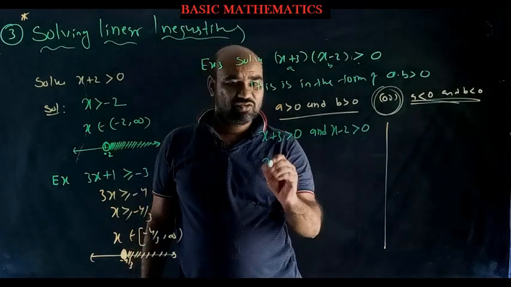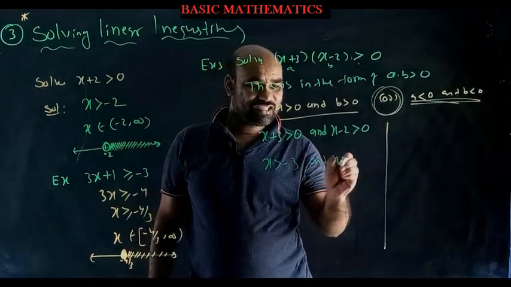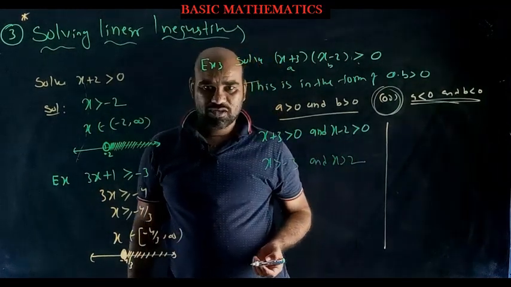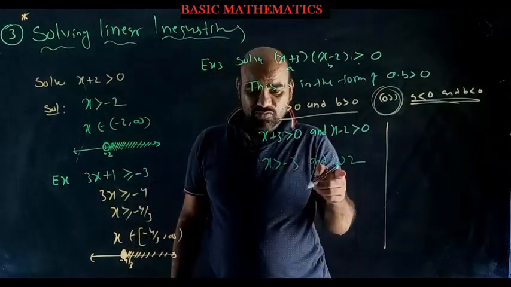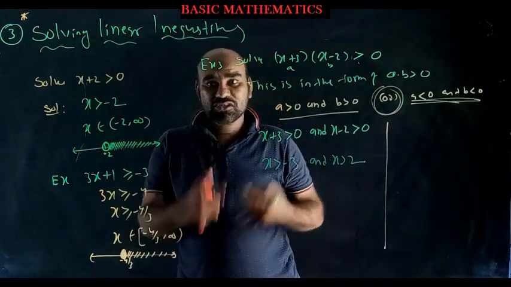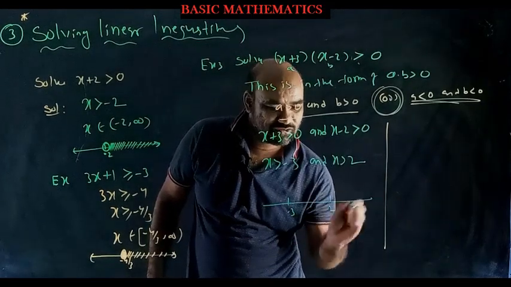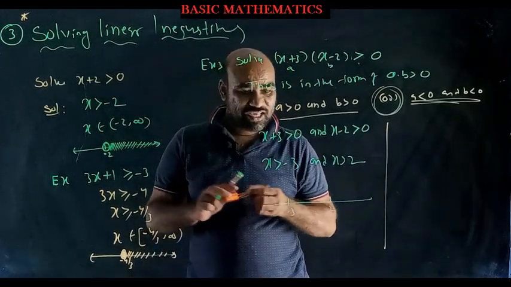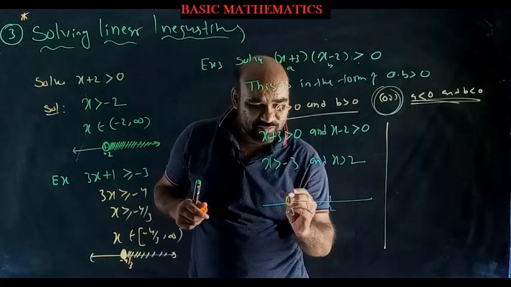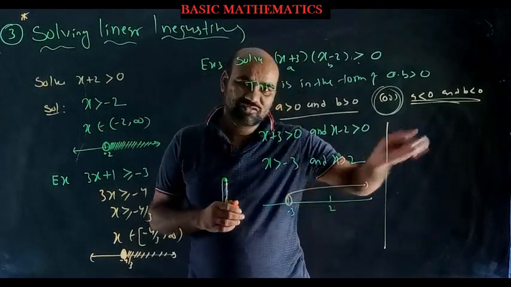Okay, so x greater than minus 3 and x greater than 2. I want to combine these two, x greater than minus 3 and x greater than 2. I can combine them by using a number line. This is the number line, here minus 3, here 2. This is saying that the x value is greater than minus 3, not equal to minus 3, but greater than minus 3. All the values.